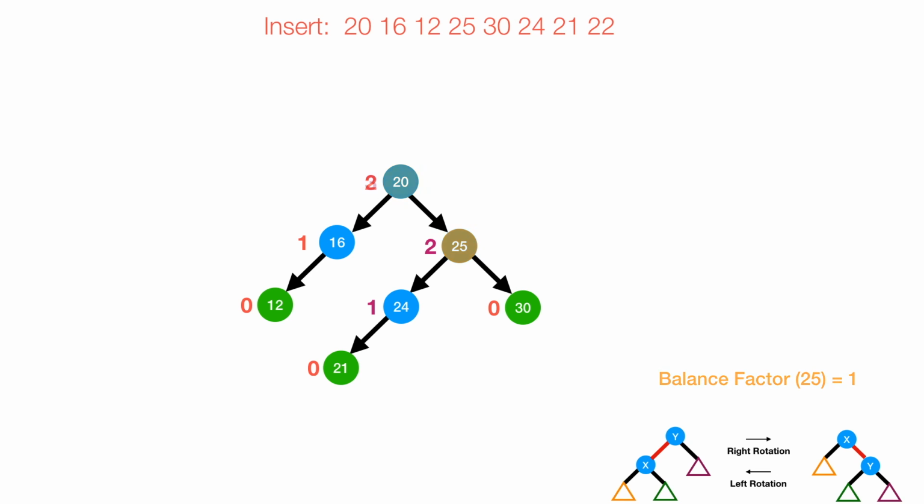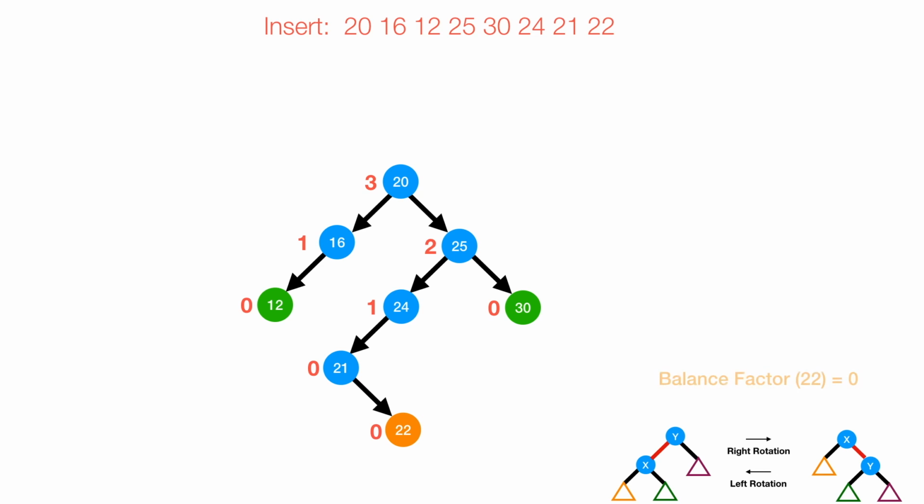Now going up to 20, its height is updated to 3, and its left height is 1, and its right height is 2. And 1 minus 2 gives us a balance factor of -1, which again is a valid balance factor. Now we insert the node with value 22. Inserting this node has a balance factor of 0 and a height of 0 as well.